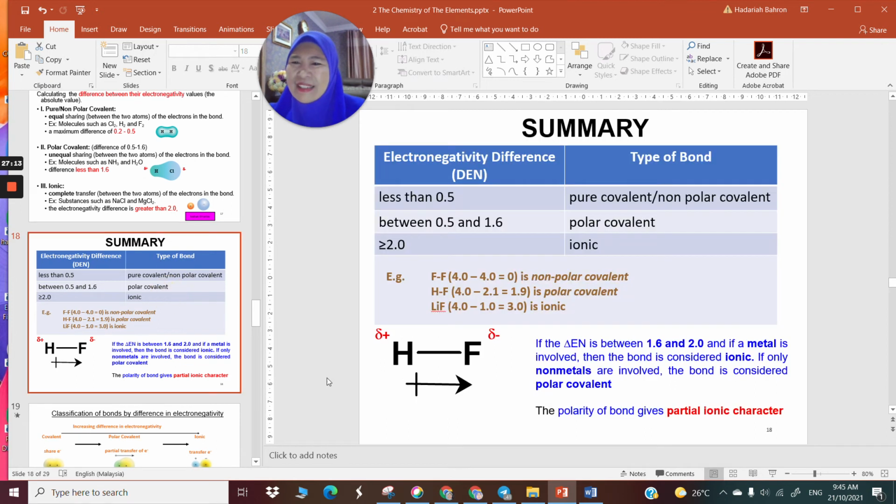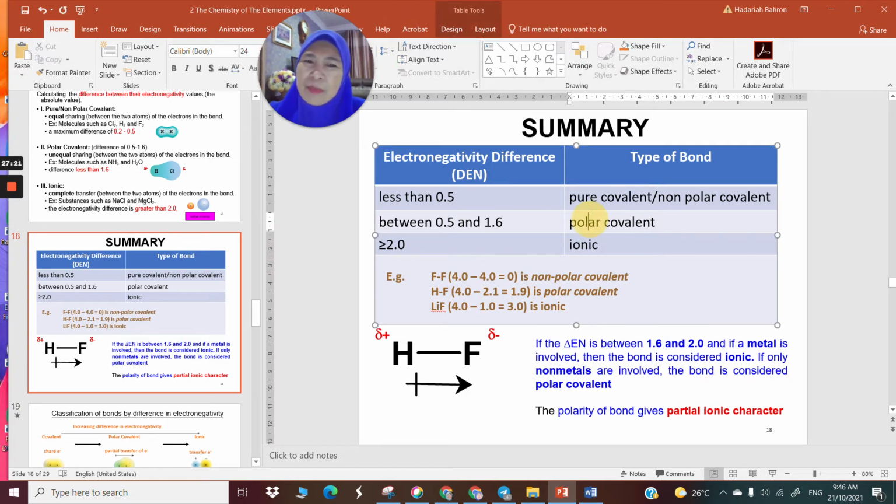Right. Less than 0.5, you have a pure covalent or non-polar covalent. Between 0.5 to 1.6 is a polar covalent. Anything bigger than 2 is ionic. But if you are in between 1.6 to 2, if there is a metal, it is ionic. If there are non-metals, then they are polar covalent.